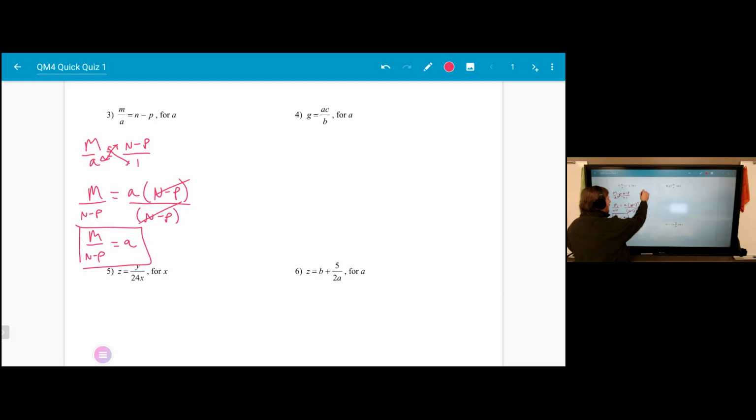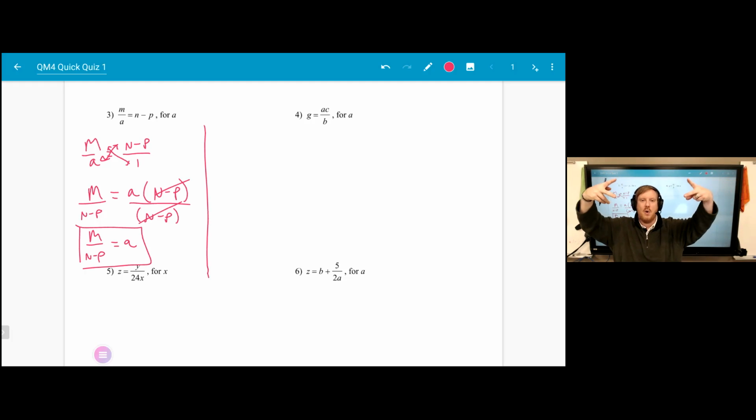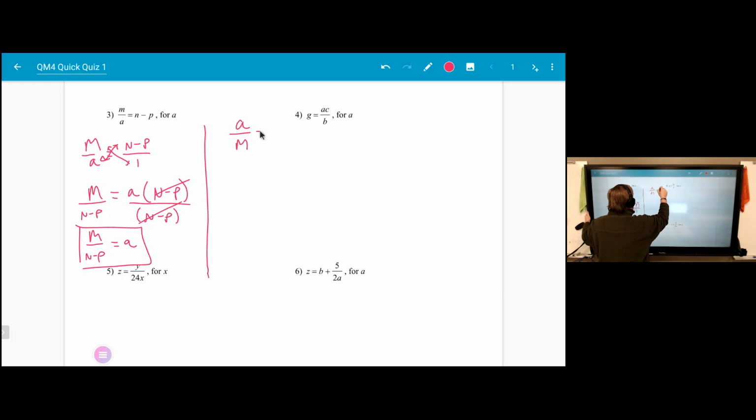What's another way to do this? Well, one of the things I've talked about already, if you've got 2 divided by 1 and 4 divided by 2, those are the same things. Those are equal, right? The same thing happens if I flip them. 1 divided by 2 and 2 divided by 4 are the same. So you could have actually flipped this and made this a divided by m equals 1 divided by n minus p.